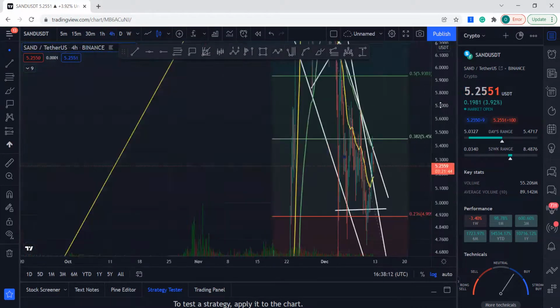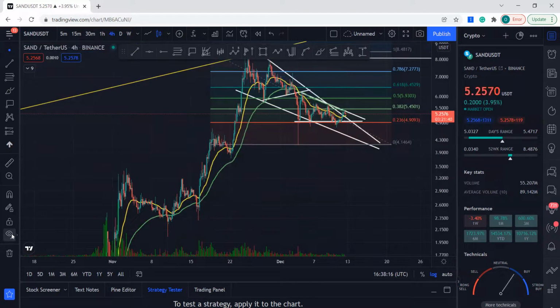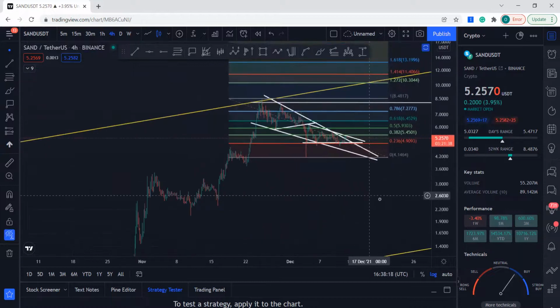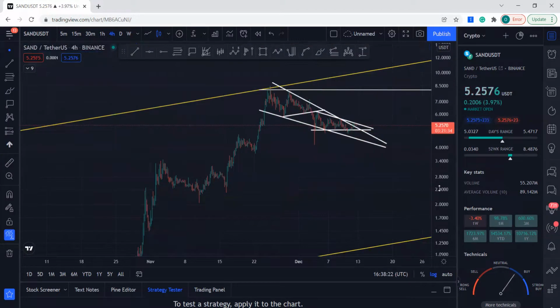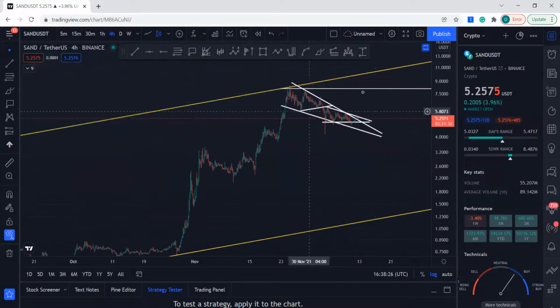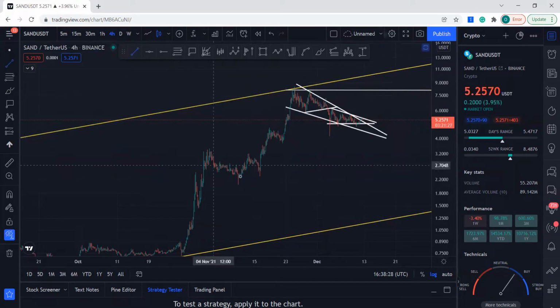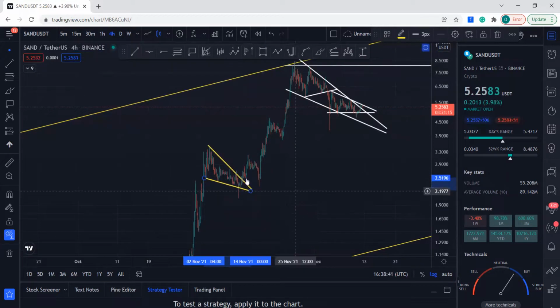Now, you can see that, let me hide this. Okay, take this off. You can see SAND, it moves in this manner. Okay. Look at this. It has done this various number of times. Okay. Like created these falling wedges and then broken out of it, and then it falls back.